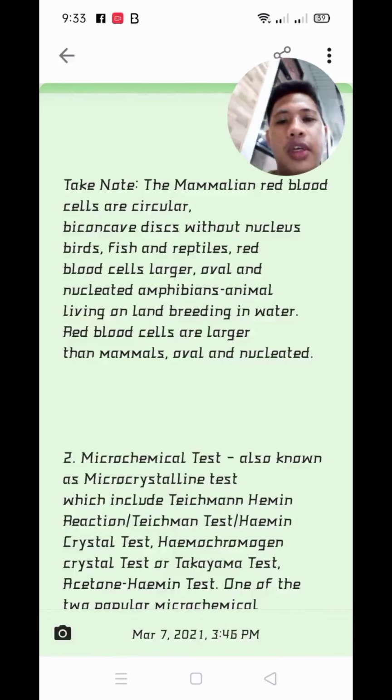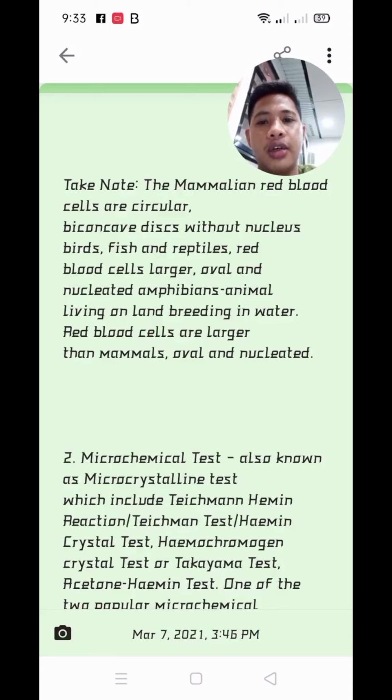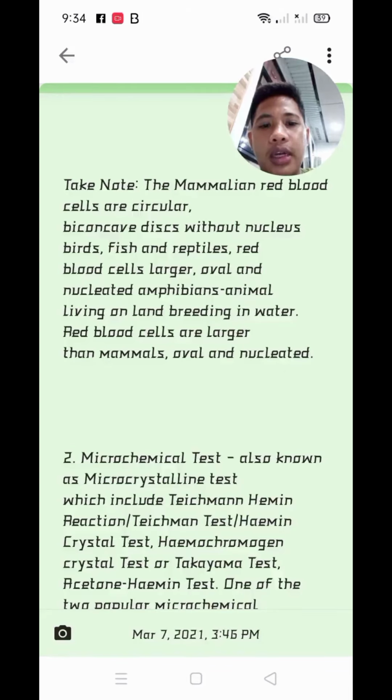Take note, the mammalian red blood cells are circulating without a nucleus. In reptiles, red blood cells are larger, oval and nucleated. Amphibians are animals living on land and breeding in water; their red blood cells are larger than mammals', oval and nucleated. So these amphibians can live on land or in water, and their red blood cells are larger than mammals', oval and nucleated.